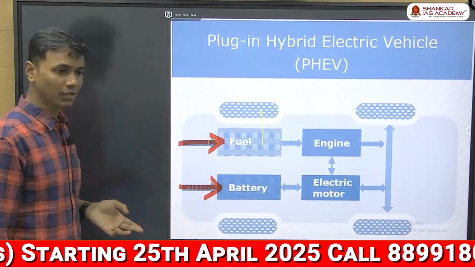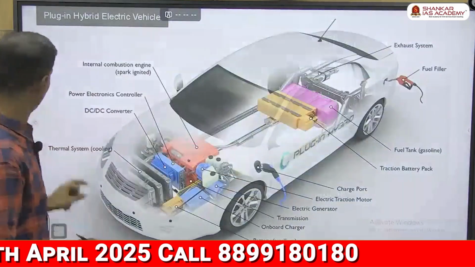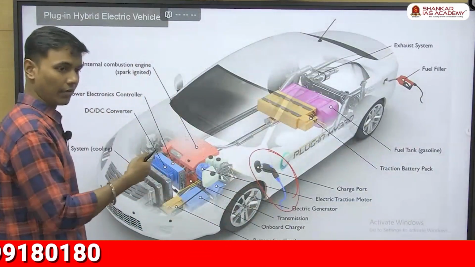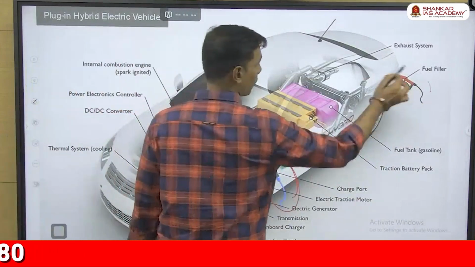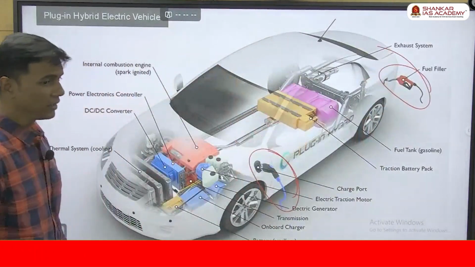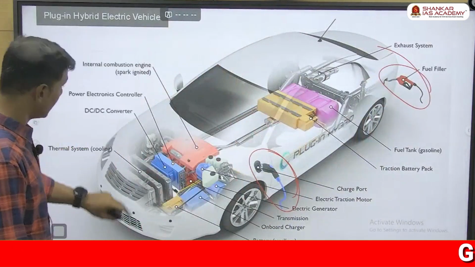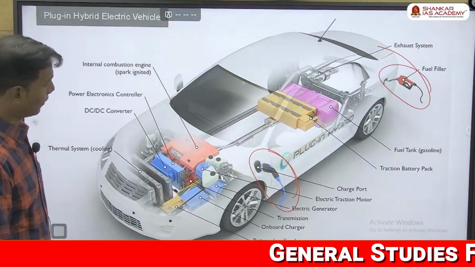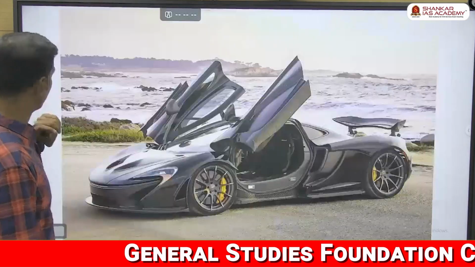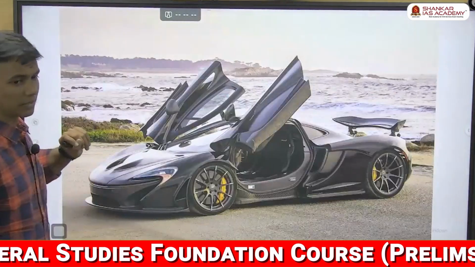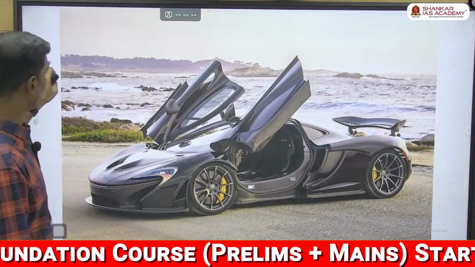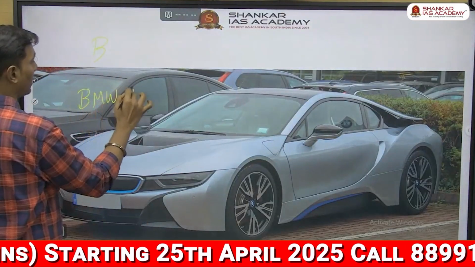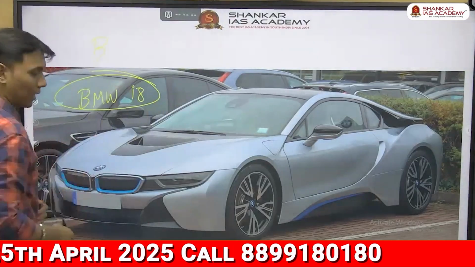Have you ever seen a vehicle like this? No, usually they will have something like this. You see this? Front slot or anywhere they will put a charging port. At the same time, they will also fill fuel. Very rarely seen. In Delhi, there are many vehicles. Or if you go to Mumbai, Sachin Tendulkar will have one. And then you have the McLaren P1. You heard about this? This is an example of a plug-in hybrid electric vehicle. And then you have the BMW i8, which is a very familiar model of a plug-in hybrid electric vehicle.